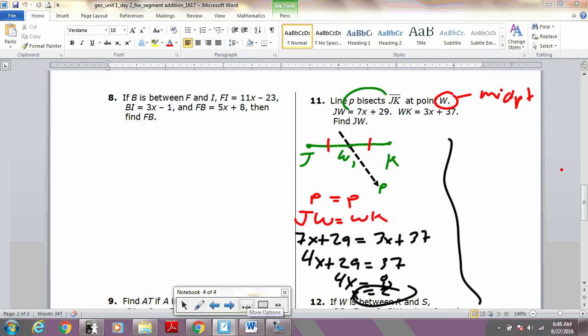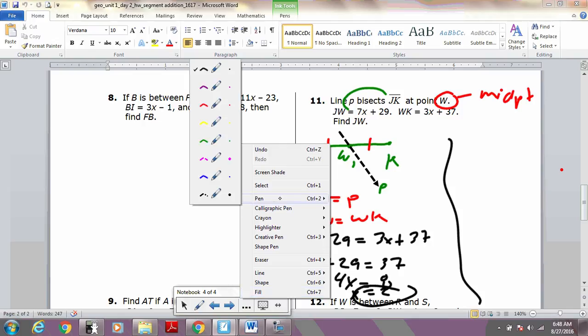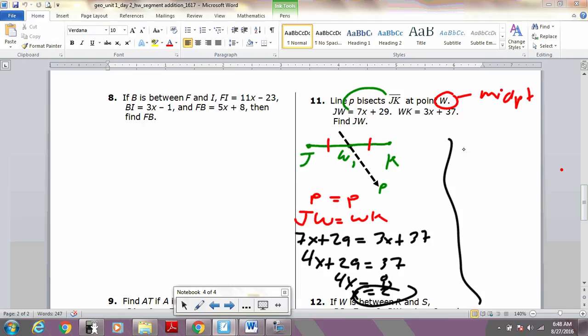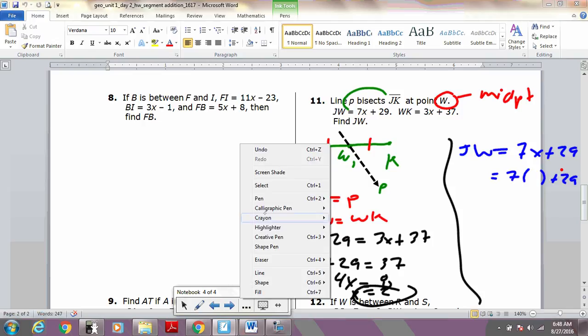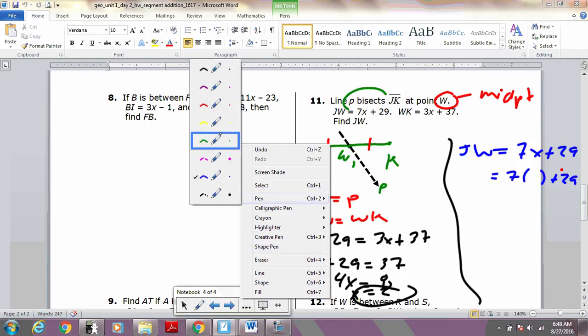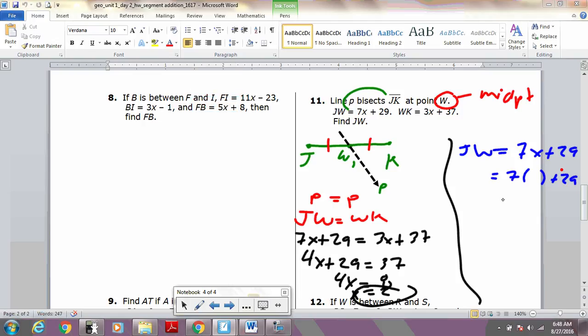And now we have to find JW. JW was equal to 7x plus 29. So 7 times 2 plus 29. 7 times 2 is 14. And 14 plus 29 would give us 43.